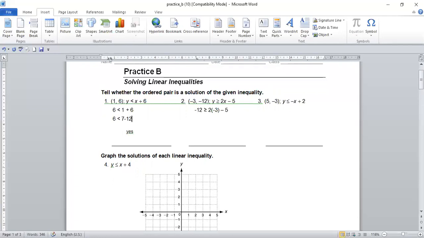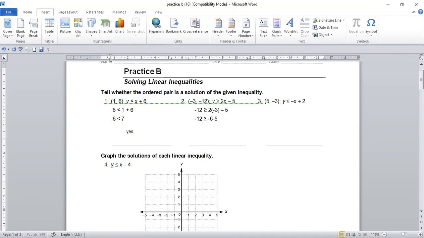Negative 12 is going to be greater or equal to 2 multiplied by negative 3, which is going to give you negative 6, and then negative 5. So negative 6, negative 5 is going to give you negative 11.